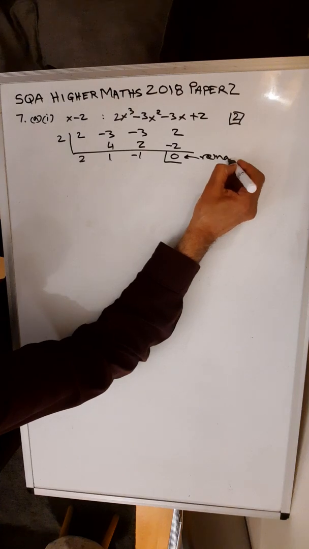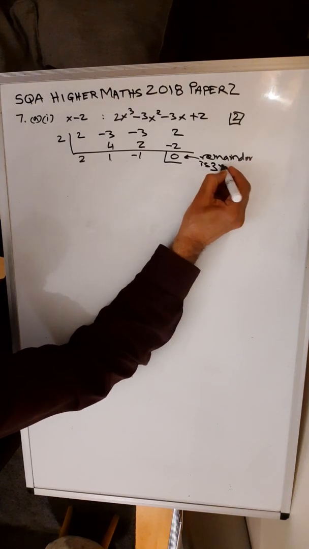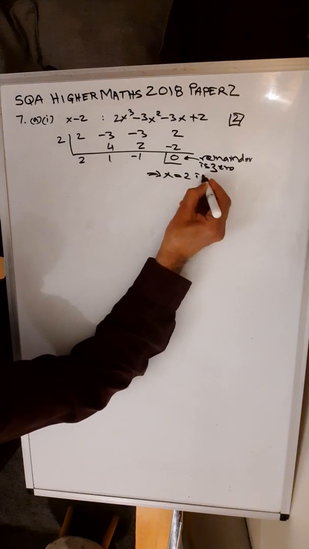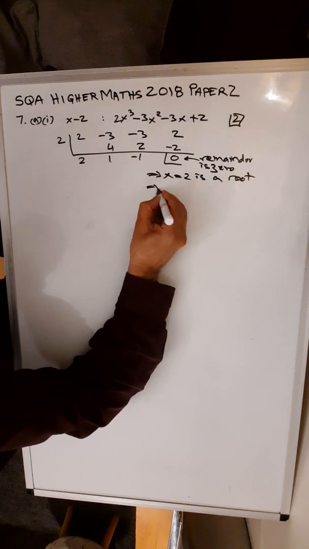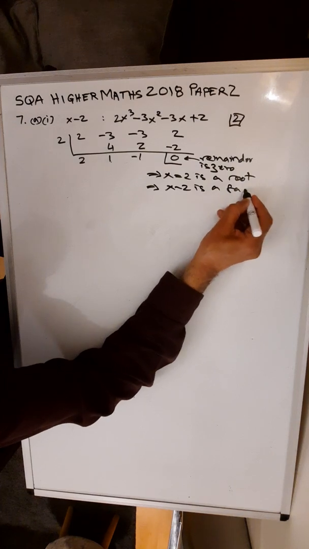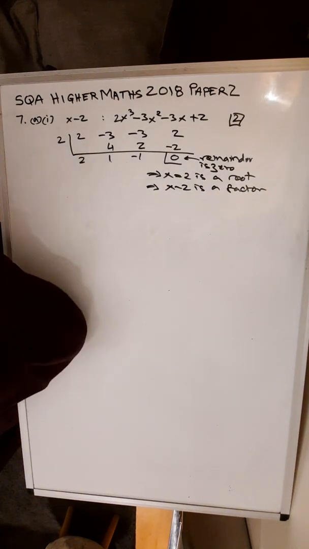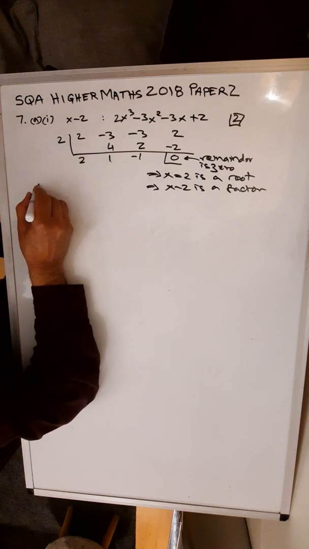Remainder is 0. That implies that x equals 2 is a root, and that further implies that x minus 2 is a factor. Now you got that. Next part is: hence factorize 2x cubed minus 3x squared minus 3x plus 2 fully. This is 1, 1.